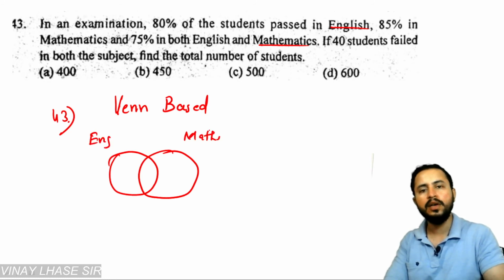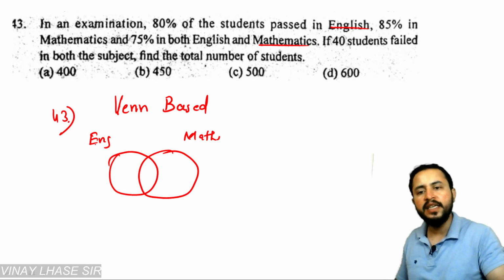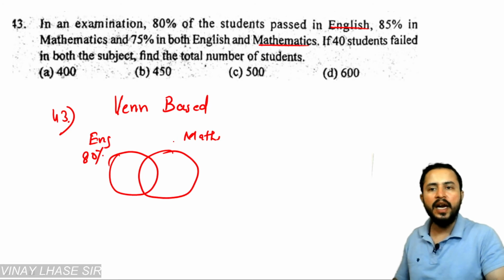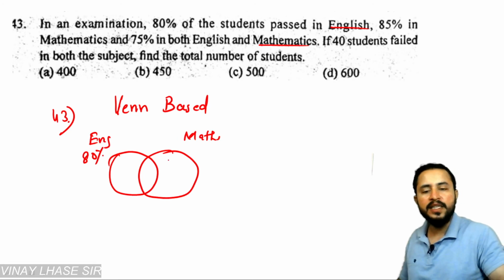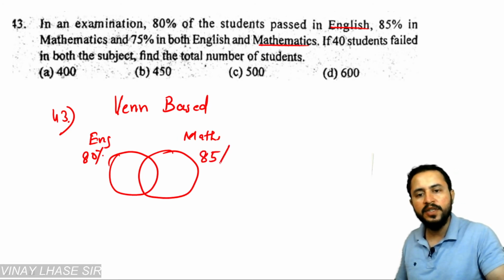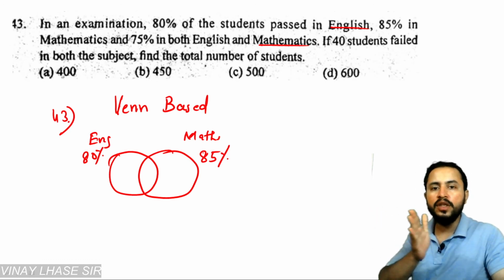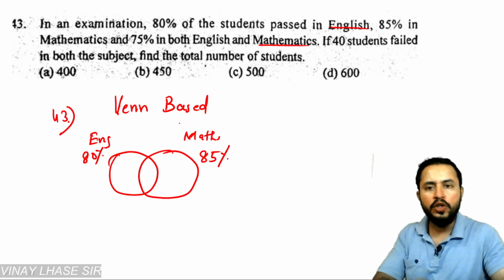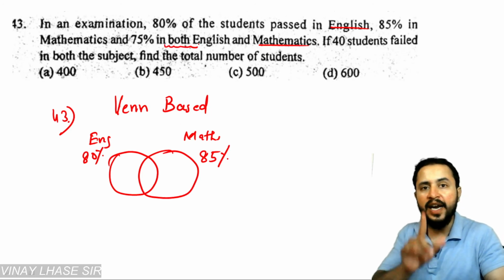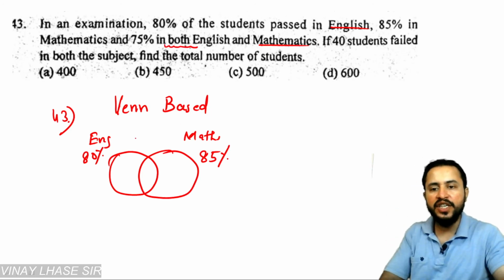Let's see the question now. 80% of the students are passing in English. Okay, fine. Sir, here 80% students are passing in English. And 85% are passing in mathematics. Okay, very good. 85% students are passing in maths. 75% are passing in both English and mathematics. This word both, that both will be the center intersection part.